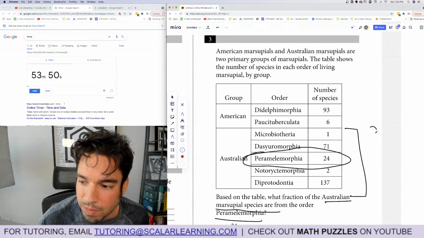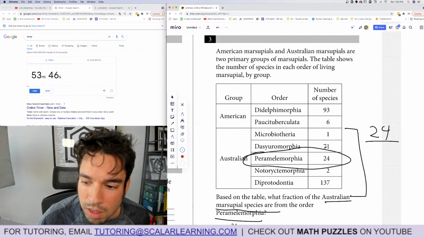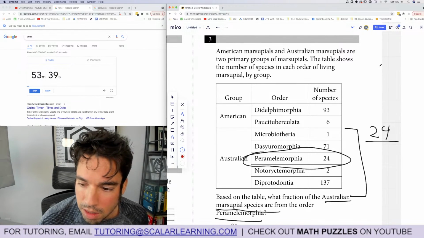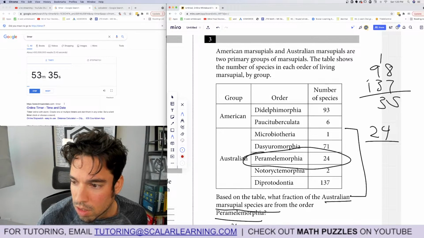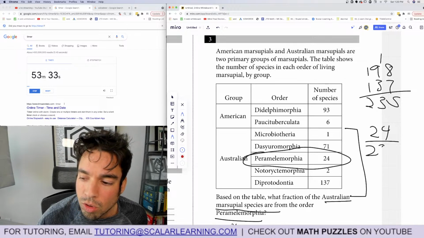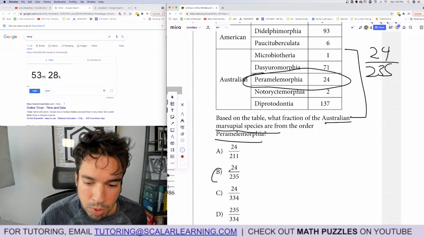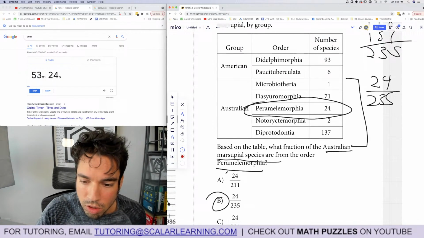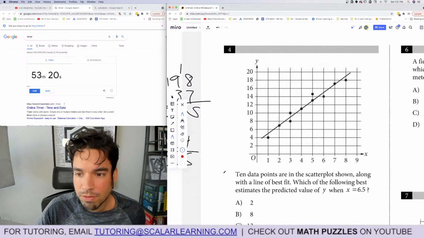So that means it's 24 out of, and you could use a calculator again if you want, calculator section, 72, 92, 96, 98, 198, 98 plus 137. I'm going to write it out. 5, 12, 13, 2 out of 235. I believe I did that math right. Let's see, 24 out of 235. Boom, done. Just let me read it one more time. Based on the table, what fraction of the Australian marsupial species? Yeah. We've got it.